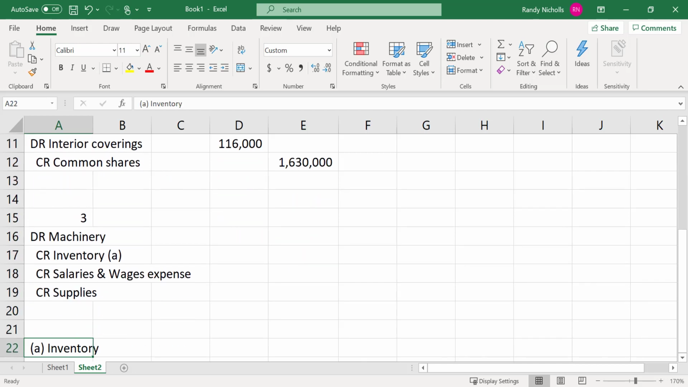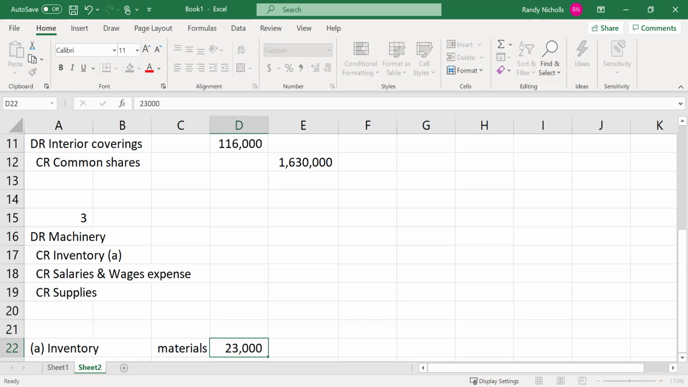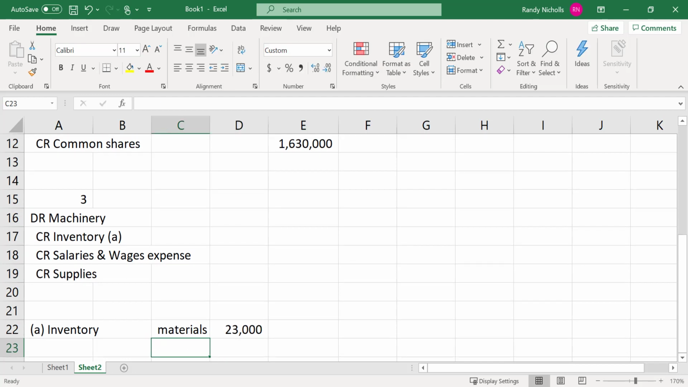Number 3, again, we've got a list. What we're saying is we built something and we haven't recorded it yet. So what we want to do is create this machinery we built, and we just have to figure out what do we want to include. So we pulled some stuff out of our inventory. So I do need to record that as a reduction in inventory and into my asset.